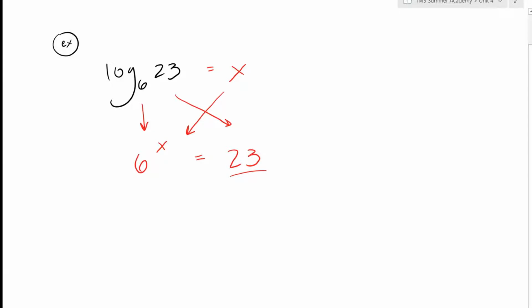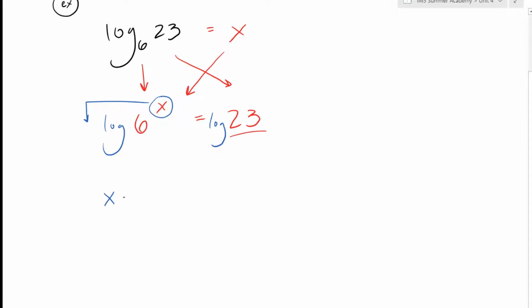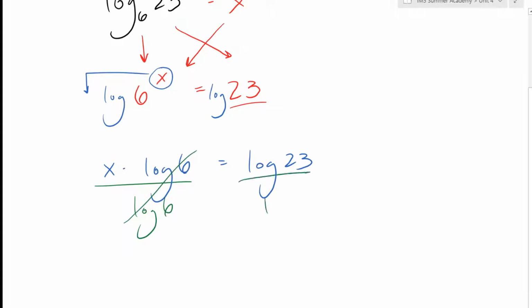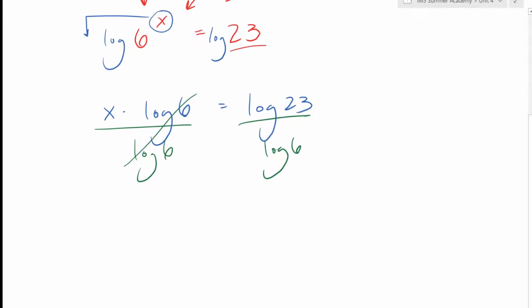So let's apply stuff we've learned before also. I have an x up here. I need to move it down so I can log both sides in order to move that exponent x. So I've got x times log 6 equals log 23. And remember, again, I can divide both sides by this log 6 to move it over. So I've got x equals, and I'm going to write it out, log 23 over log 6.